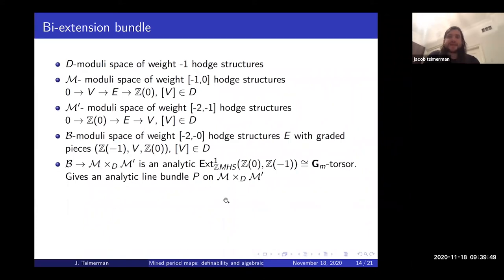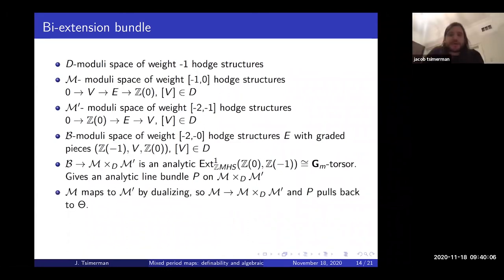So again, what is this space? It says: let's record a V, a weight minus one Hodge structure, and let's simultaneously record an extension of Z(0) by that, and an extension of that by Z(-1). That's what this bottom space is. And that gives you a line bundle on this fiber product. But in fact, if you dualize an extension of one type, you get an extension of the other type. And so you have this diagonal map from M to this fiber product, and this P will in fact pull back to the theta bundle that we described above. So this is another presentation of the theta bundle in terms of this biextension bundle.